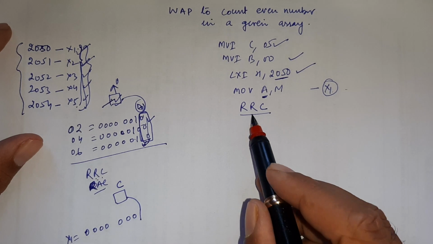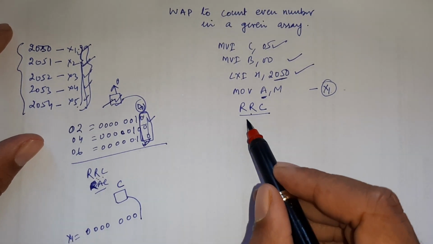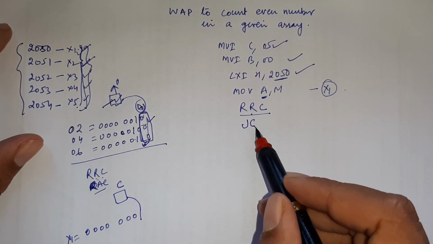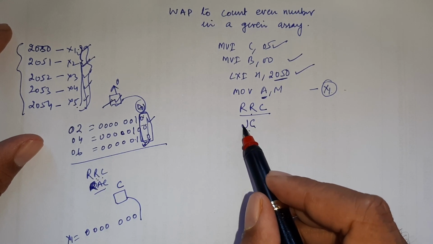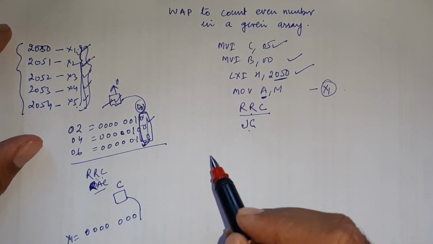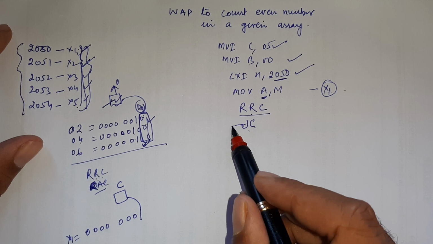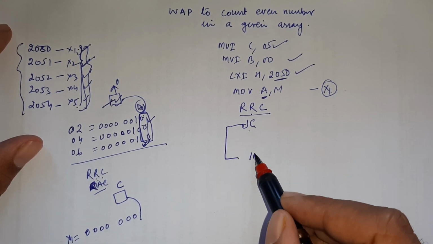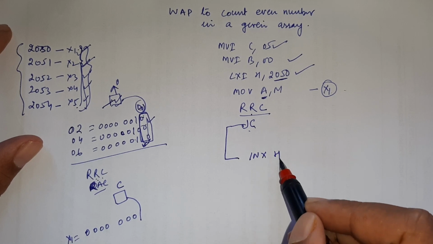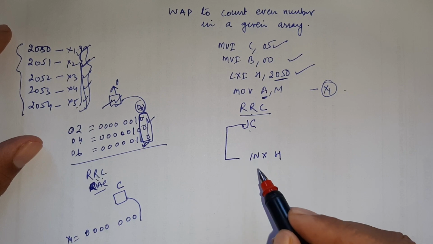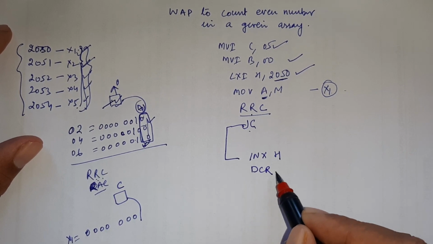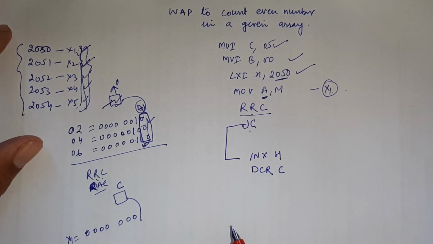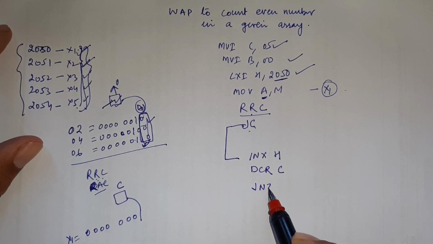Okay, after this we will check whether the carry flag is set or reset. If the carry flag is set, that is an odd number, so we do not store it. Then what do we have to do in this case? We have to take the next number, and decrement the counter, because we have already checked one number, and check the value of the counter. If it is 0, then store the output.